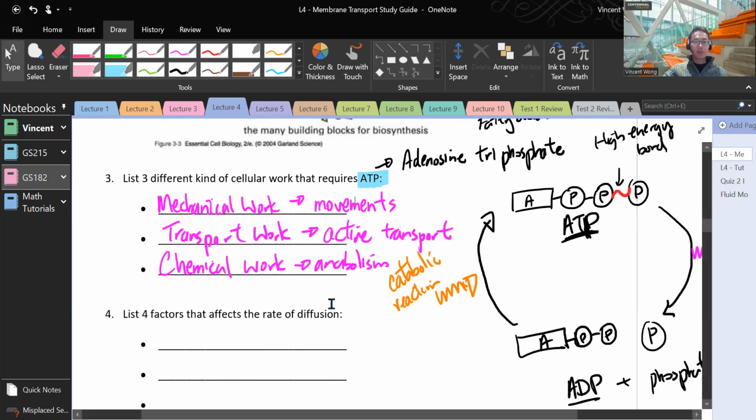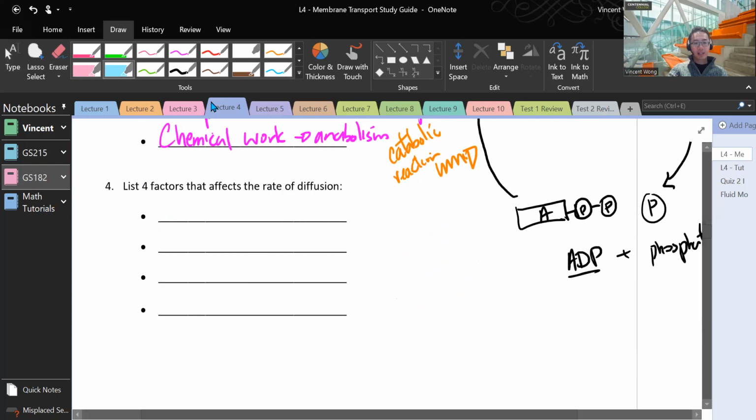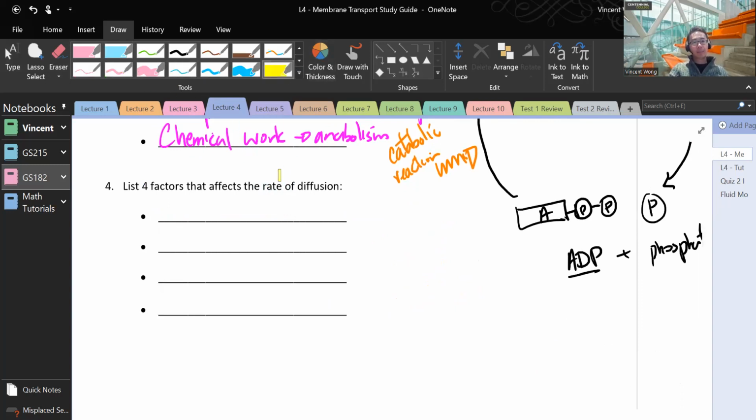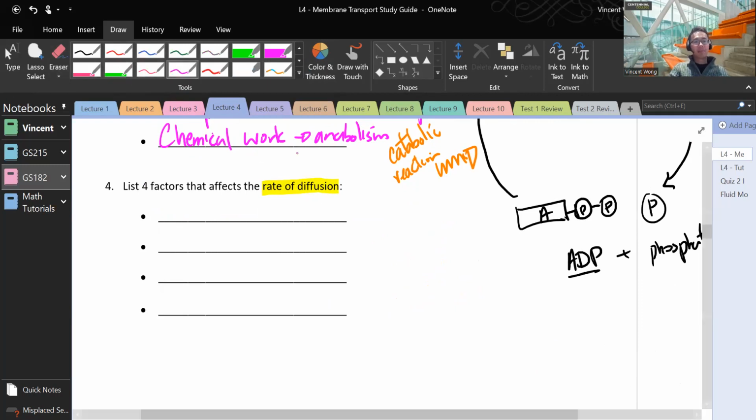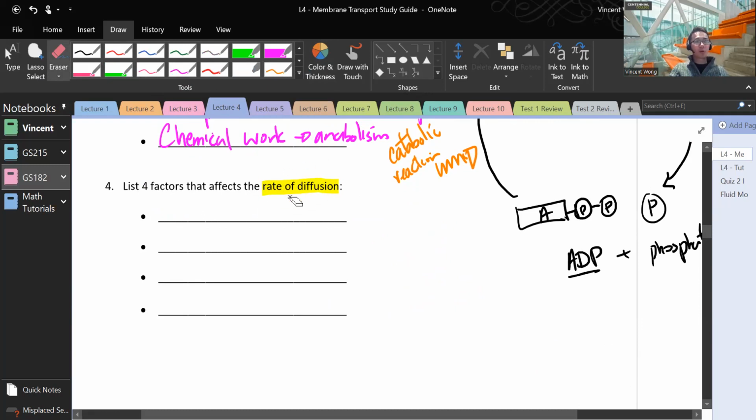Moving on, list 4 factors that affect the rate of diffusion. So let's again define what diffusion is. Anybody want to tell me what diffusion is? Probably easier if you unmute and tell me than typing it up. But I'm sure some of you know what diffusion means. What does that mean? Okay, Sandeep says size. Yeah, that's the answer. But can anyone tell me what diffusion means?